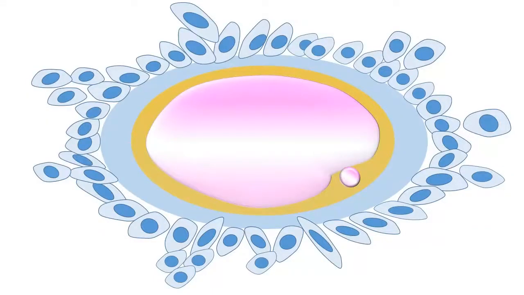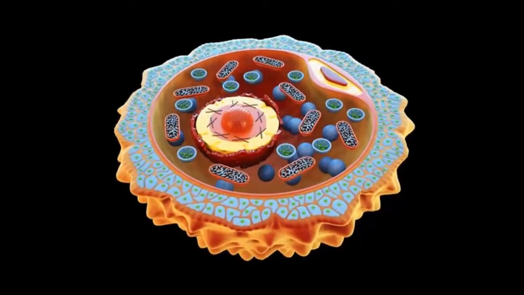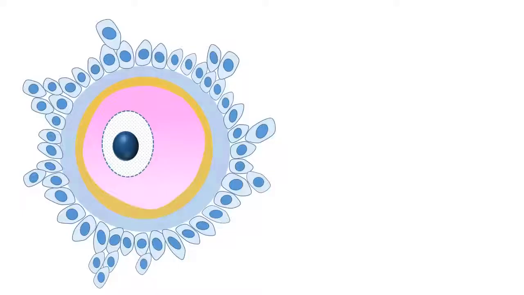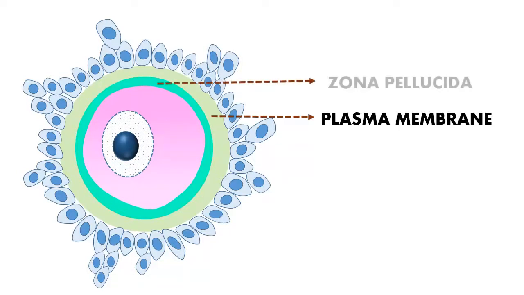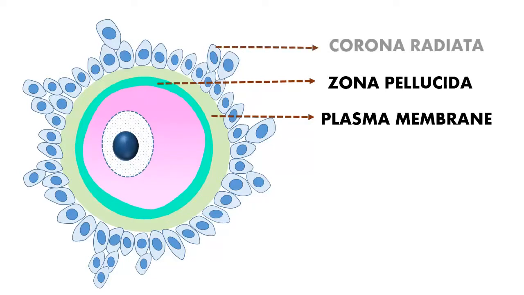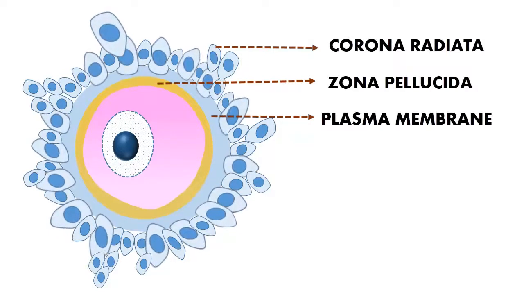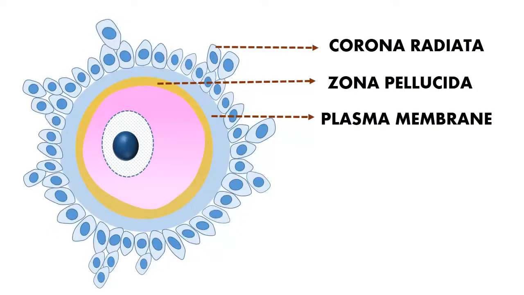Structure of ovum. Despite its large size, it's the only animal cell you can see with the naked eye. The ovum is surrounded by three membranes. The plasma membrane is surrounded by an inner thin zona pellucida and an outer thick corona radiata. The corona radiata is formed of follicle cells. The membrane forming the surface layer of the ovum is called the vitelline membrane.